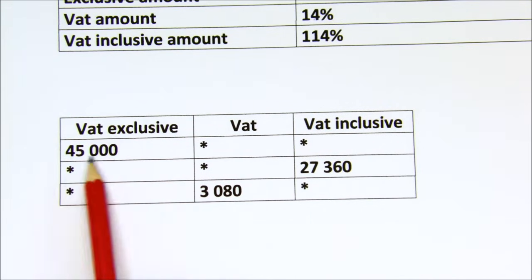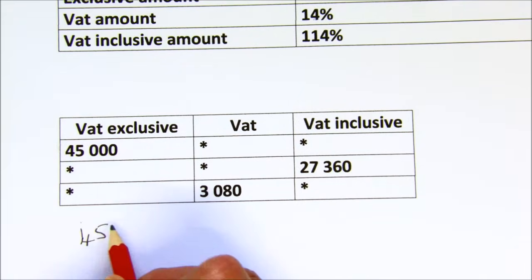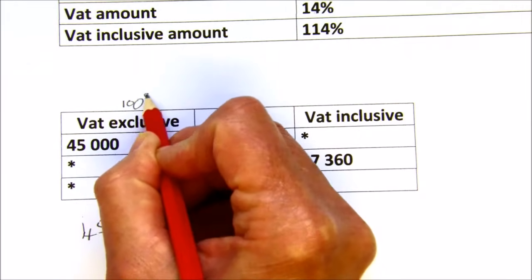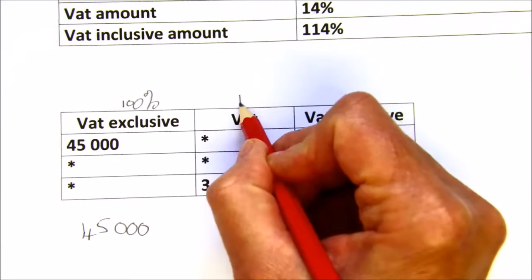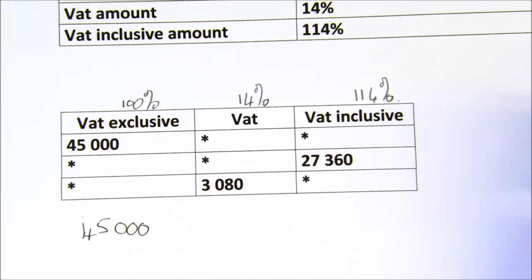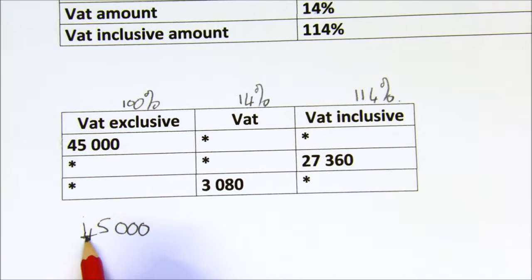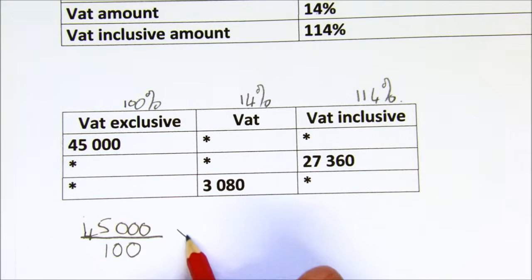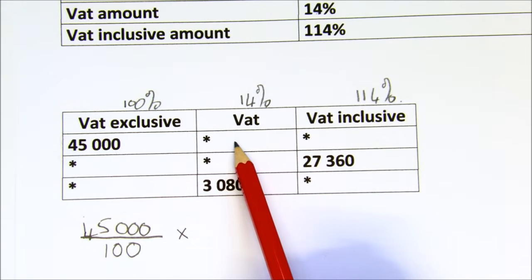Now the first one, we've got VAT exclusive. So in other words, that 45,000 that I've got there is equal to 100%. The VAT, remember, is equal to 14% and the inclusive is 114%. So if this is equal to 100, I'm going to divide it by 100. In other words, you're really solving for x. What is 1x or what is 1%? Now, you are going to times it by what do you want?